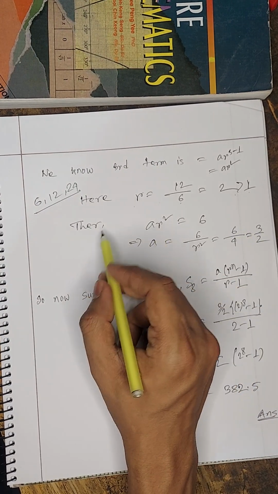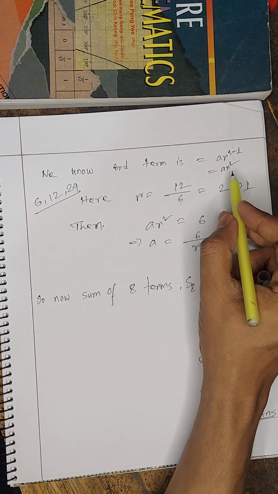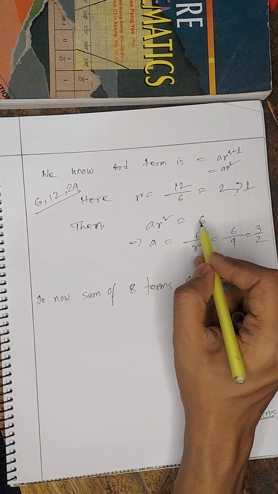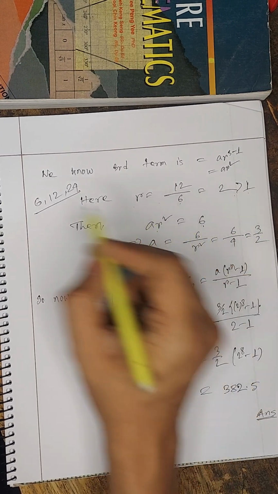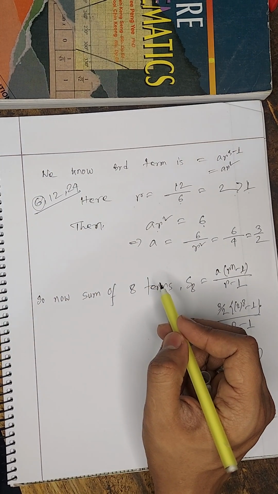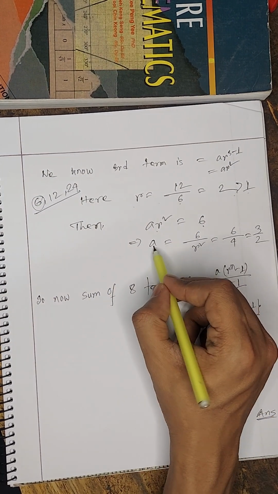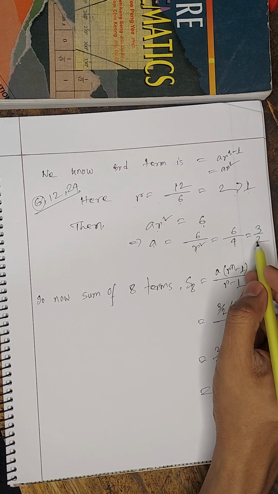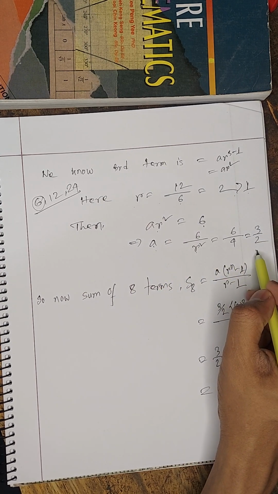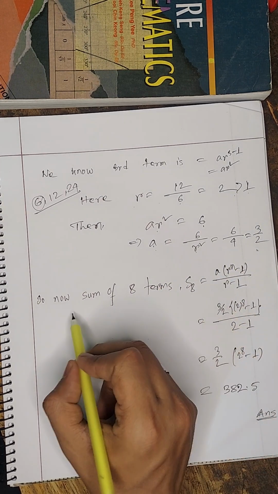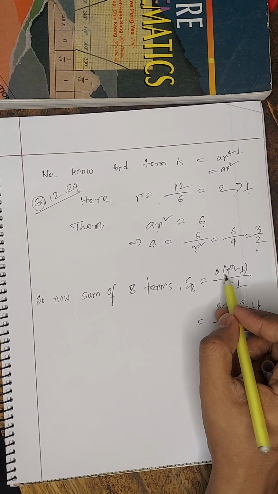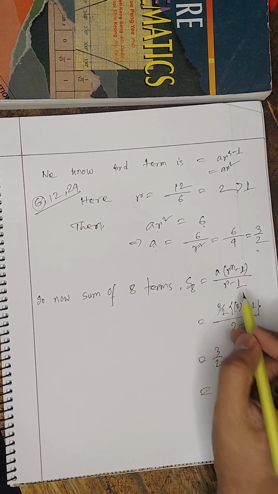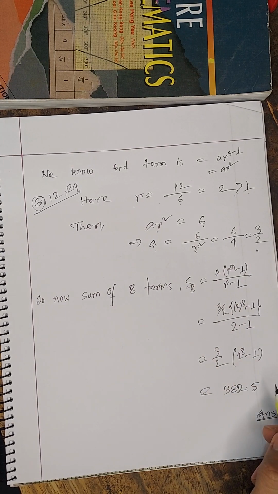Our third term is ar square, so ar square will be 6, because 6 is the third term given in our question. So the value of a will be 6 by r square, that is 3 by 2. So our first term is 3 by 2. Okay, so now the sum of 8 terms will be a times r to the power n minus 1 divided by r minus 1, and this is our sum of 8 terms. So that's it. This is the solution of the problem from sequence.